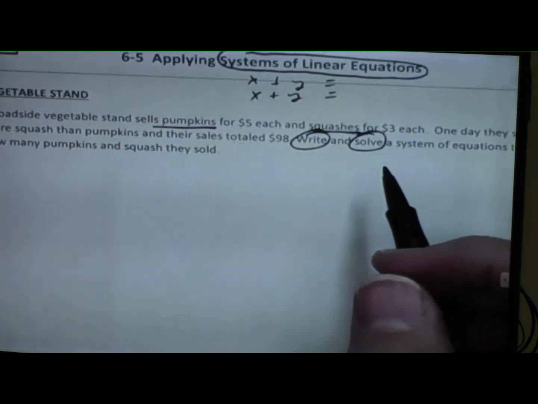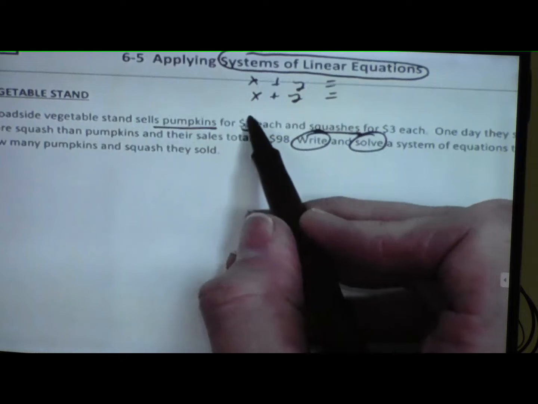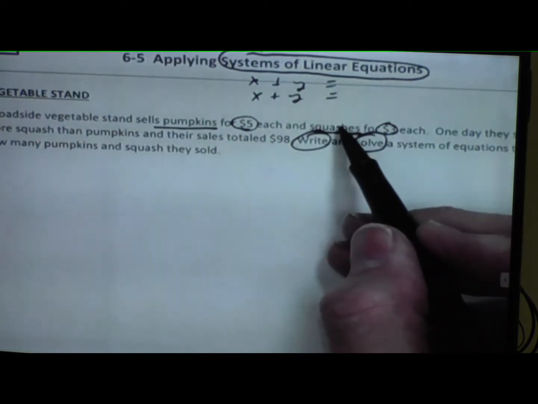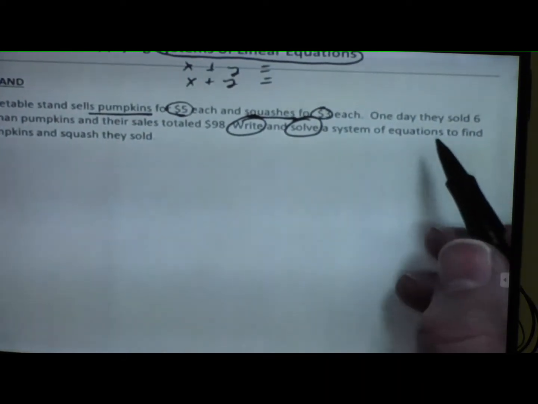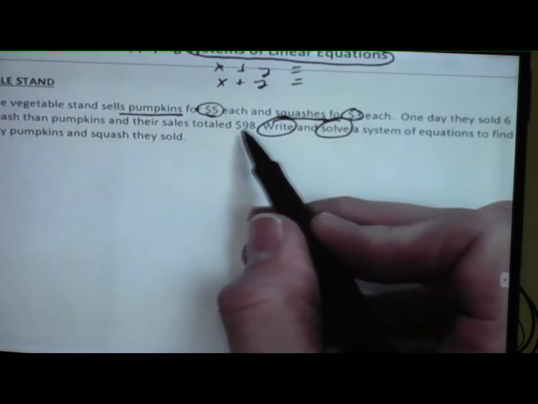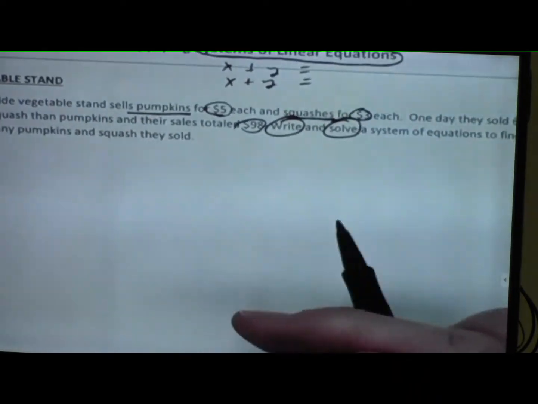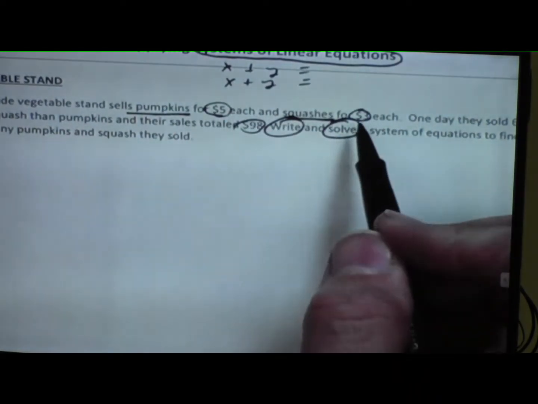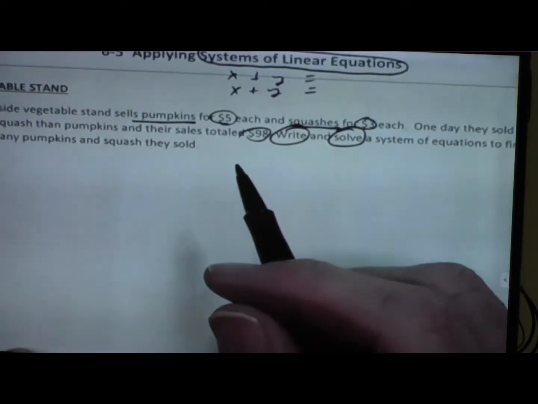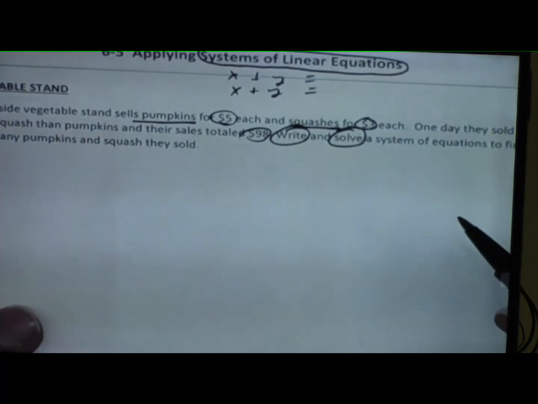We don't know how many total there are, but we do know that $5 for each pumpkin, $3 for each squash. Well, one day they sold some, but their sales totaled this much. So I'm going to deal with the 6 more squash than pumpkins in a moment. Let's take the amount of money and make an equation based on the money. I can't do a simple one like X number of pumpkins plus Y number of squash equals a certain total, because it doesn't tell me what the total is. If it told me they sold 100 things over the day, then that would help. I'd do X plus Y equals 100, but it doesn't say that.